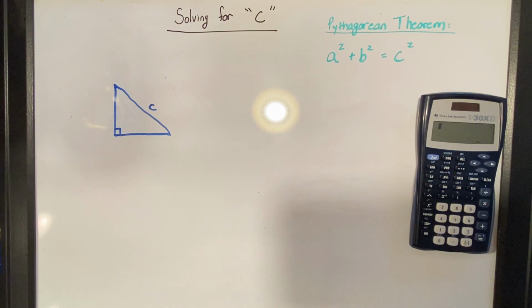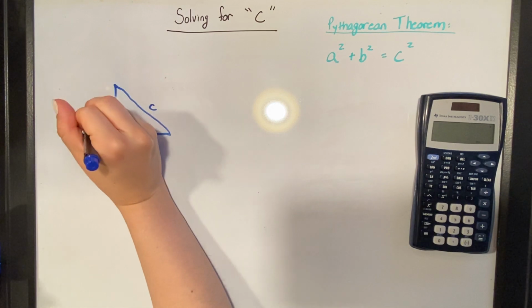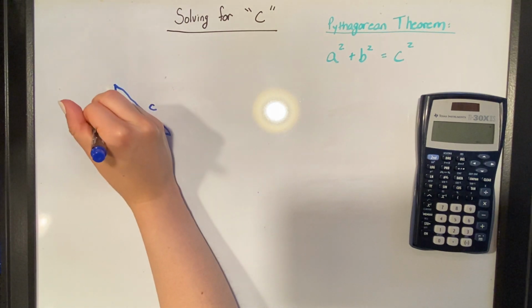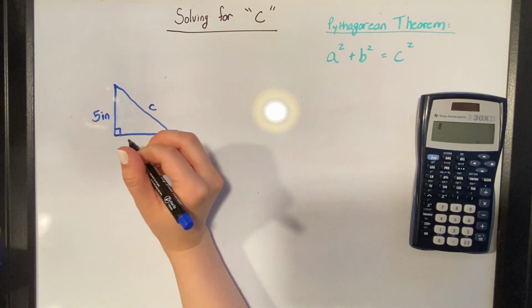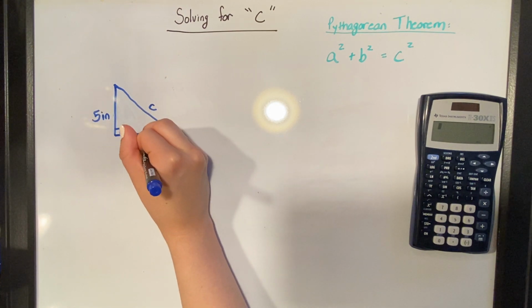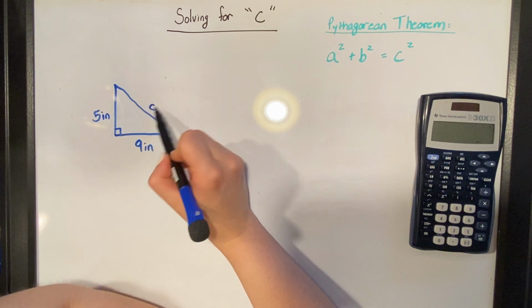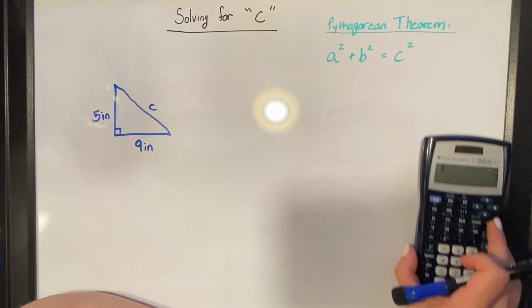I like the way the black looks, so we'll do blue, it's fine. Okay, so here we're gonna have 5, we'll do inches again. 5 inches, here we'll have 9 inches, and then here we have C.